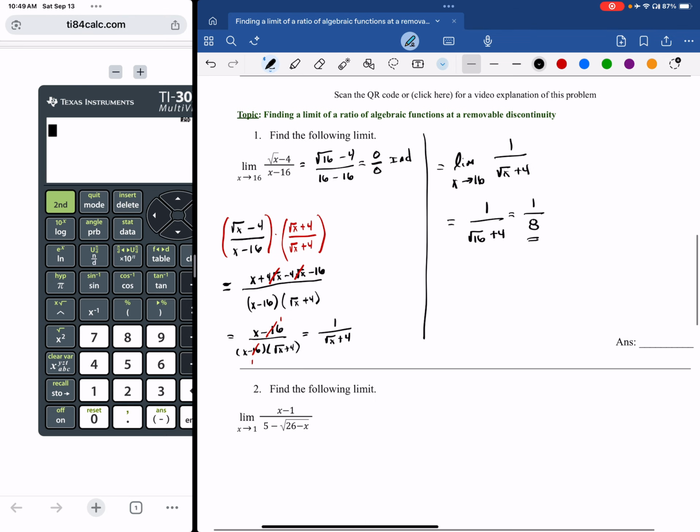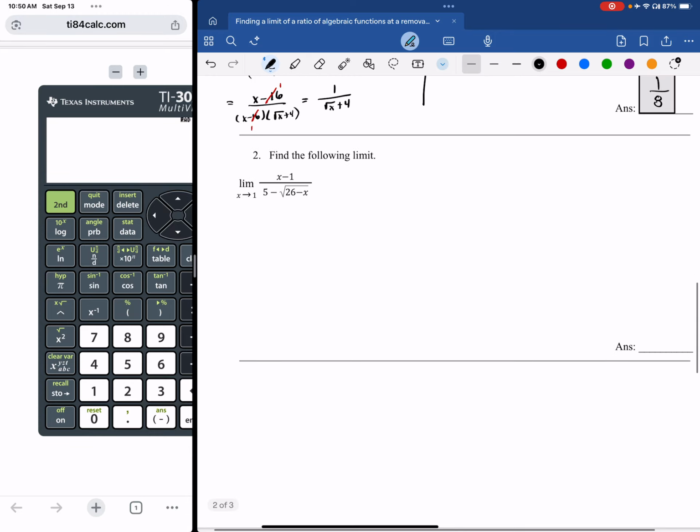So remember, originally when we plugged it in, we got that the function is not defined at that point. That doesn't matter. We could still find the limit. We multiplied by the conjugate. We simplified. Then we evaluated the limit into the simplified version and got 1/8. That's our final answer. Let's try it again on another example.